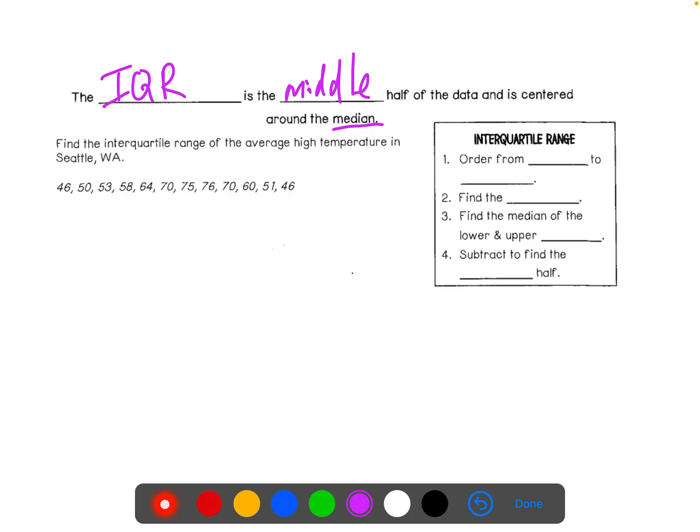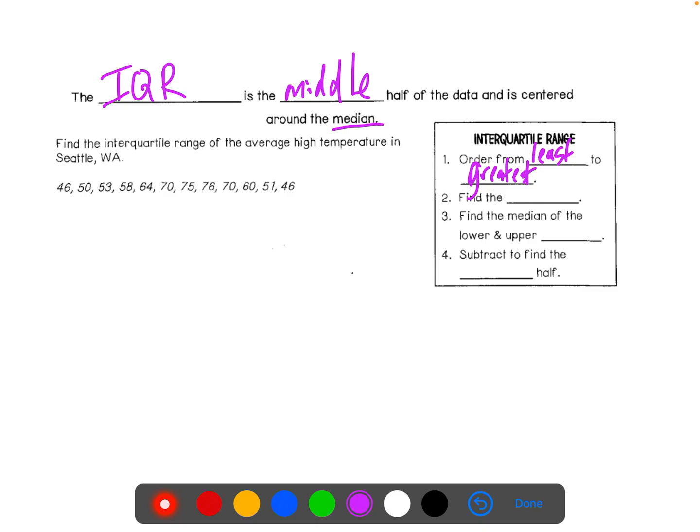So let's look at an example. I think it'll start to make sense very quickly. It says to find the interquartile range of the average high temperature in Seattle, Washington. Now look over here in the box. We're going to fill in with the steps on how to do this. The first thing we have to do is order the data from least to greatest, which is what we would have done to find the median.